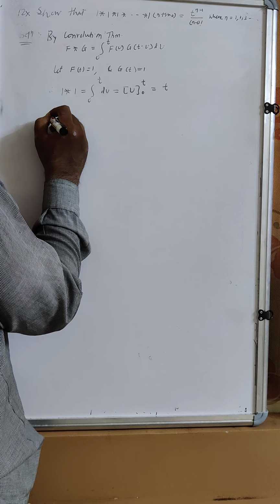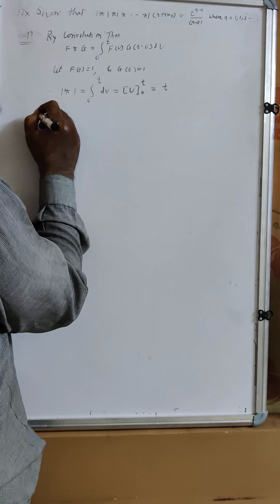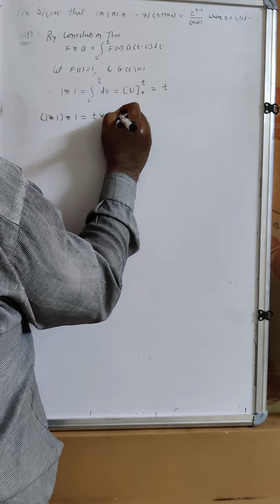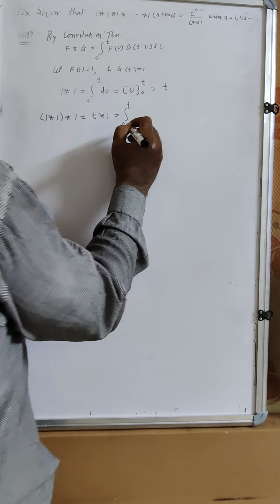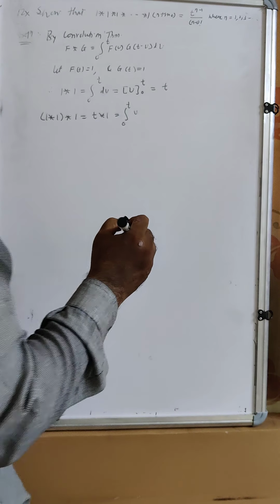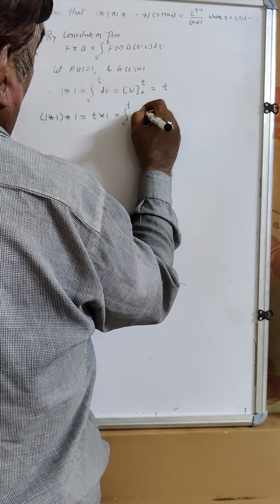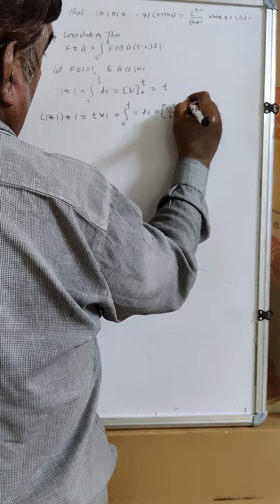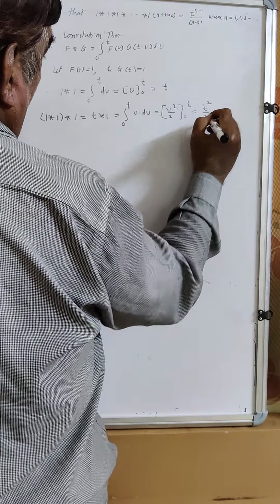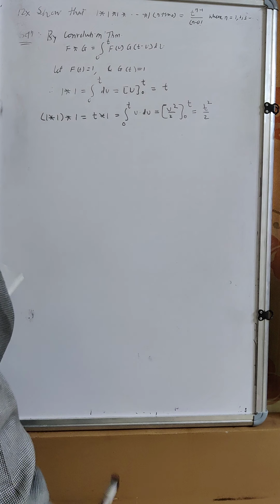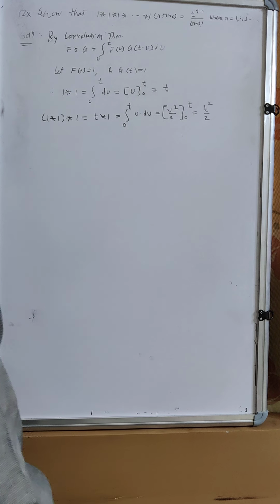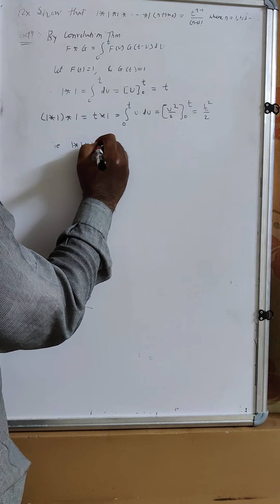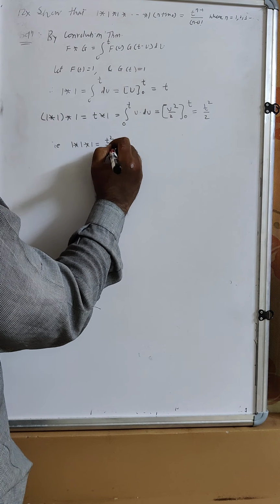Again, 1 star 1 star 1 is equal to t star 1, is equal to integral from 0 to t of u into 1 du, is equal to u square by 2, from 0 to t, is equal to t square by 2. For lower limit it becomes 0. That is, 1 star 1 star 1 is equal to t square by 2 factorial.